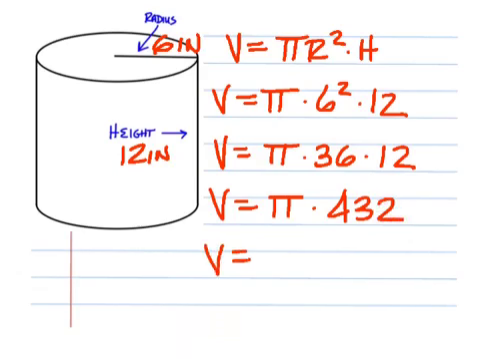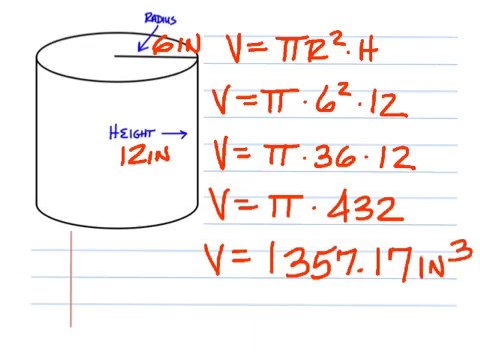Now you can use the pi button in your calculator and then multiply it by 432 to come up with 1357.17 inches cubed. Volume is always cubed. Area is squared. If you turn in an answer that does not have the units, or if it has the units and you don't put cubed, it will be wrong. You must put the units cubed on the answer.